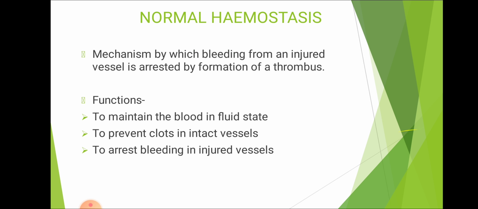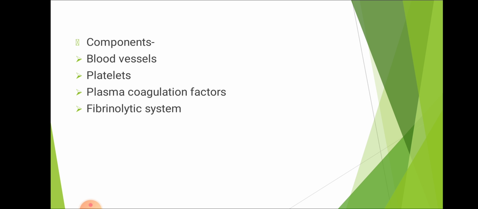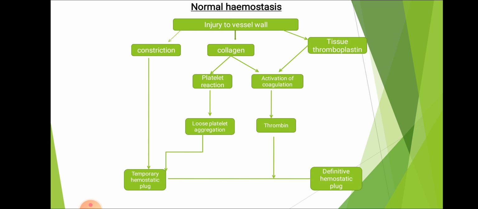Coming to introduction. Normal hemostasis. It is the mechanism by which bleeding from an injured vessel is arrested by formation of a thrombus. Its function is to maintain the blood in the fluid state, to prevent clots in intact vessels, and to arrest bleeding in the injured vessels. Components are blood vessels, platelets, plasma coagulation factors, and fibrinolytic system.